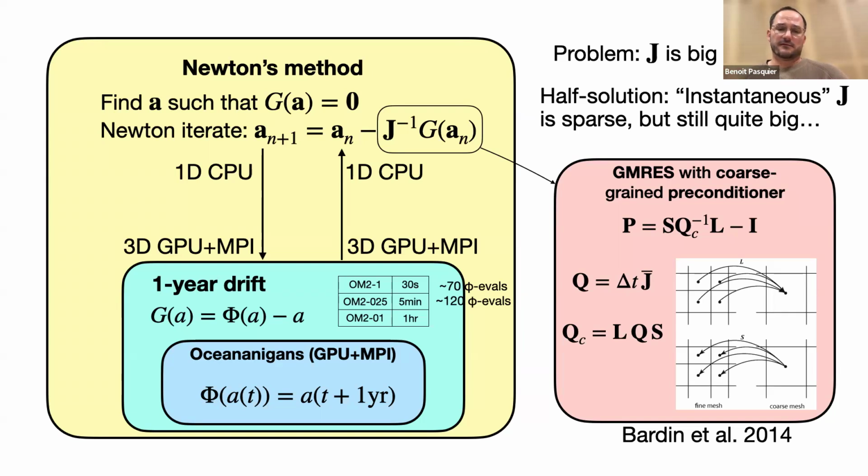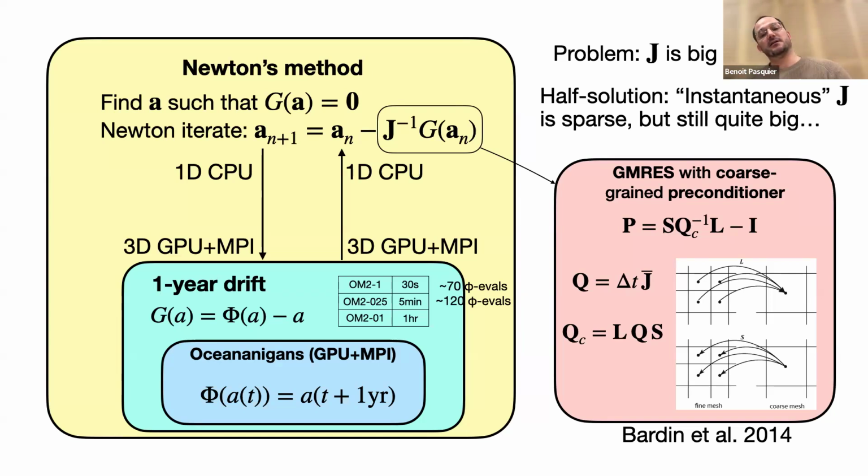To give you an idea of how fast this goes, for the output from OM2 at 1 degree, it takes about 30 seconds to do 1 year. That's much faster than the original online ACCESS-OM2, and that's why I use this technique. For ACCESS-OM2-01, the high resolution, it's about 1 hour for a full year.